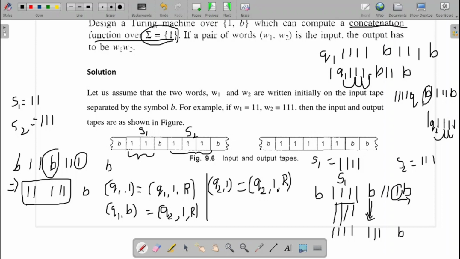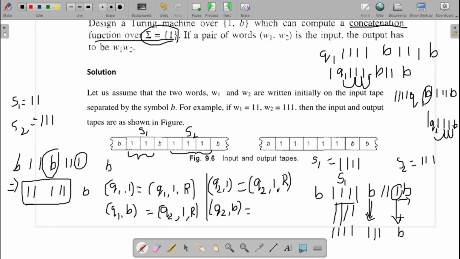Then once I get my blank, it indicates that the previous one I need to make blank. Once I get the blank on Q2, it means I have reached the end of S2. What to do? I need to go back to that previous character and make that 1 a blank. The same thing we are doing. So here you can see the last one I need to replace with the blank.